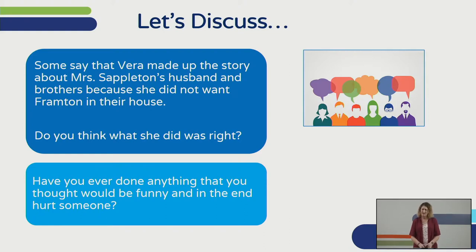Think about that for a minute. This man comes who she has no idea who he is. He's never met the family before, and he's supposed to stay in their house until he gets better. So maybe Vera didn't want him there. Maybe Vera wanted him to leave. And maybe that's why she told the story about the great tragedy of the family. What do you think?